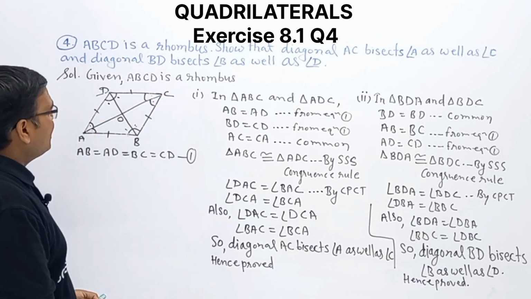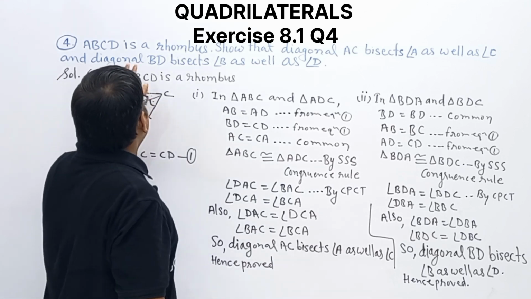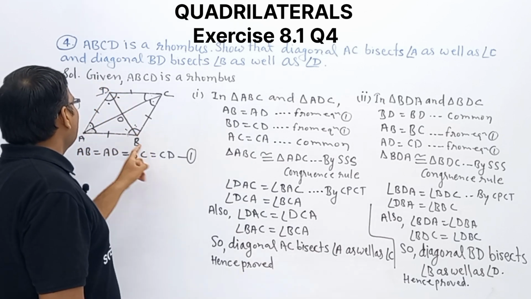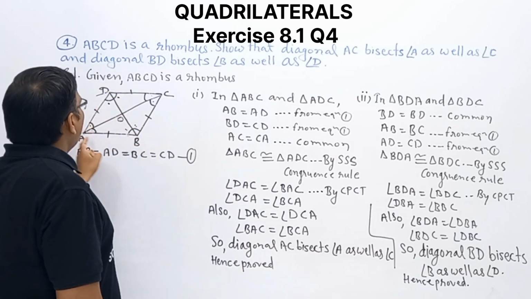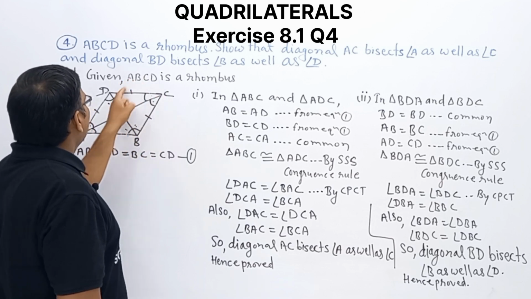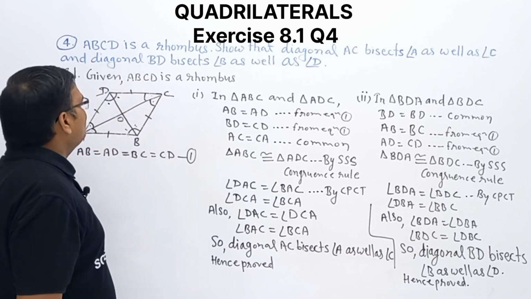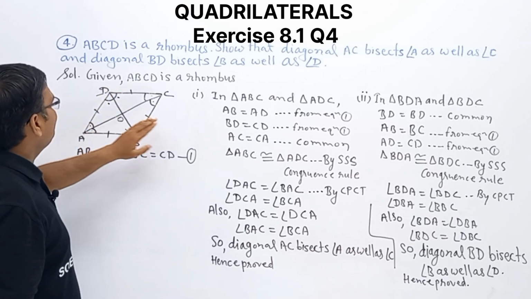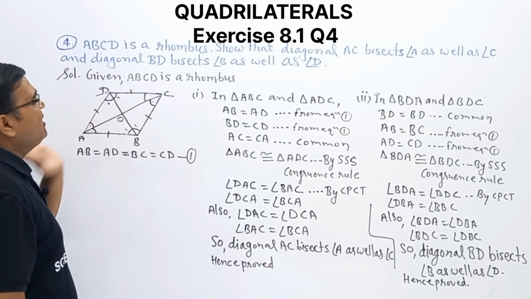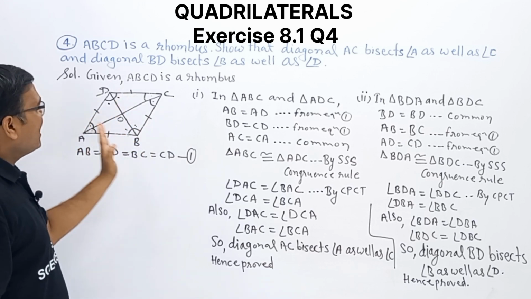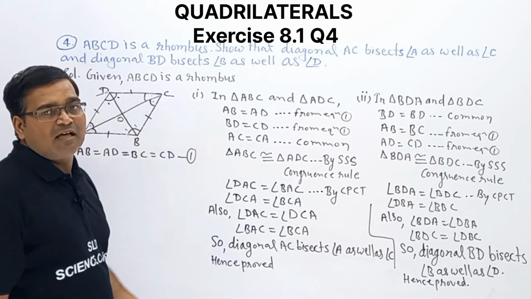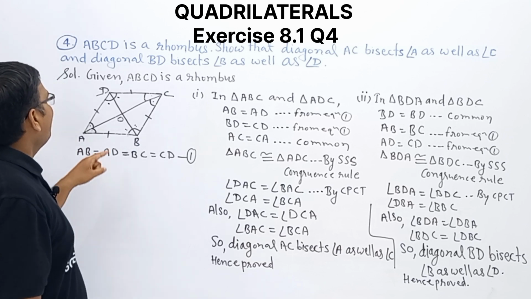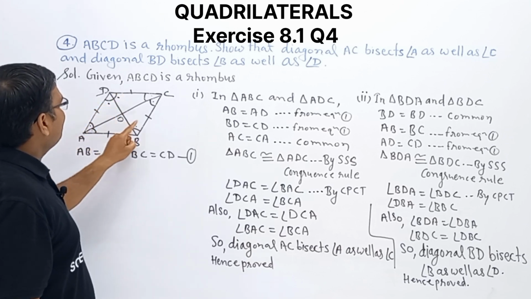Clear? Another thing we want to prove, BD bisecting angle B as well as angle D. To prove this one, we are drawing BD and taking two triangles. One is DBA, another one is DBC. In these two triangles, BD is common in both, and AB equal to BC and CD equal to AD. Clear? Same side congruence rule. These two triangles are congruent. Then we can say corresponding parts of congruent triangles will be equal. So finally this angle equal to this one and this angle equal to this one.